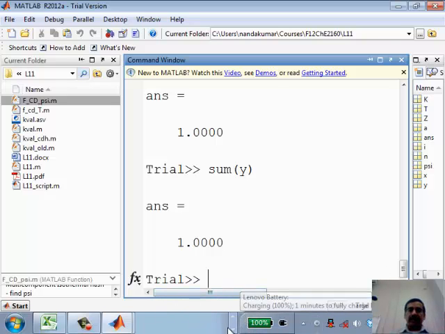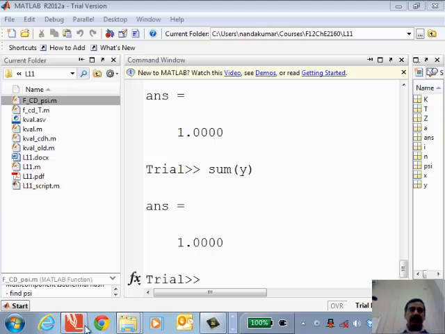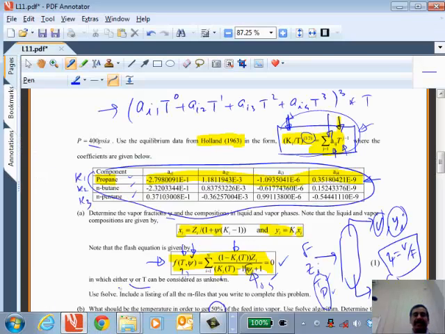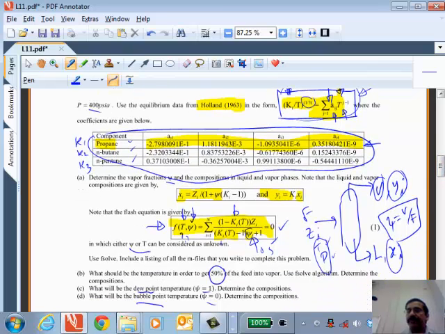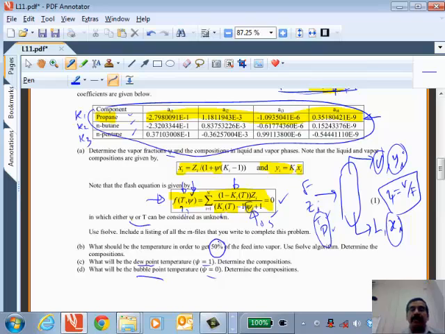Okay, and the second question was, now I need to reformulate the problem in such a way that I have the vapor fraction as the unknown. Sorry, the temperature as the unknown. Vapor fraction is given 50%. Psi is known, but I want to solve for the temperature. What temperature will that be true? 50% will go into the vapor. How do I formulate that particular problem?